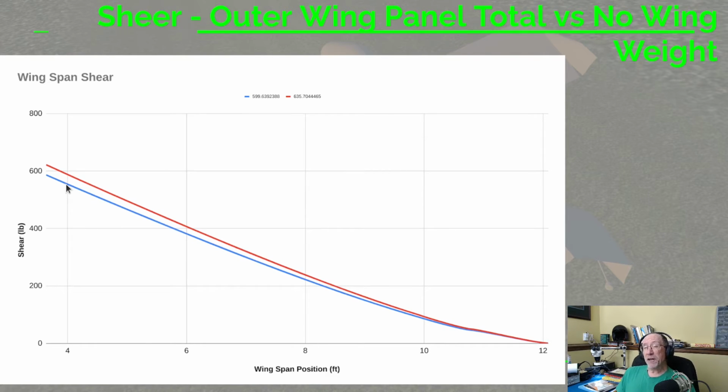But my sanity check said I'm way off on this shear value here at the attachment point. This blue line should have been quite a bit farther down. So then I started doing some digging and I figured out what I did wrong. In the spreadsheet, when I was calculating the weight of the wing, I forgot to apply our load factor of 3.8. So I was just subtracting the weight of the wing at 1G, and that wasn't nearly enough.